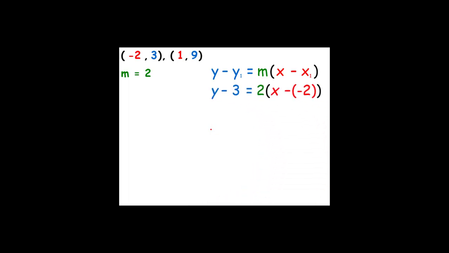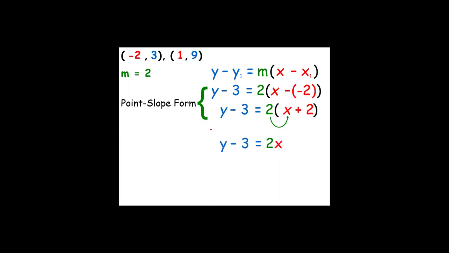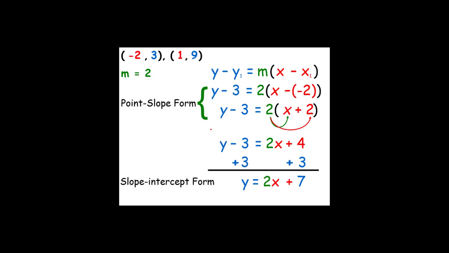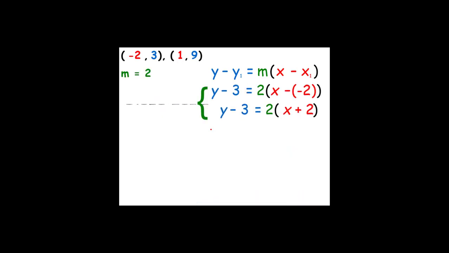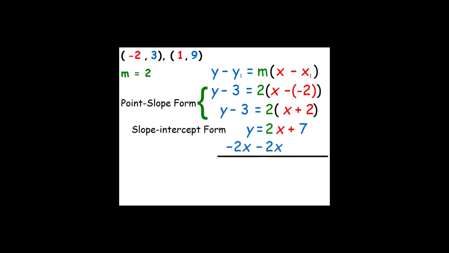So in this case, it would be y minus 3 is equal to 2 times x minus a negative 2. Minus a negative 2 is plus. Now we have point-slope form. Now we will distribute and then add 3. This will give us slope-intercept form. If we wanted to write slope-intercept form into standard form, we will simply subtract 2x from both sides. And this is in standard form.